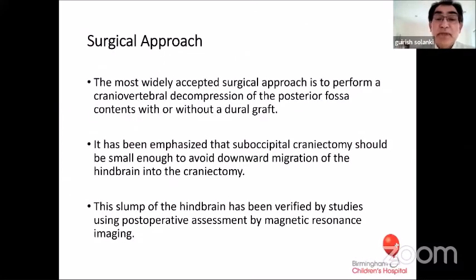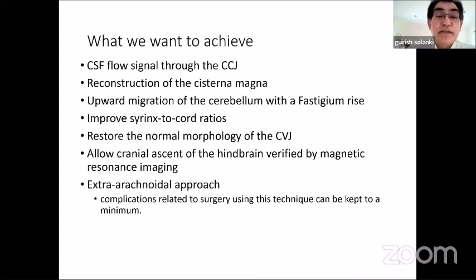And the surgical approach for this should be tailored. If you do a craniovertebral decompression of the posterior fossa, you have to create adequate space. And it has been emphasized that if you do a suboccipital craniectomy, you should make it small enough to avoid downward migration of the hindbrain into the craniectomy, because you're just increasing the hernial orifice, and that will lead to a slump of the hindbrain, and multiple studies have demonstrated this in the past.